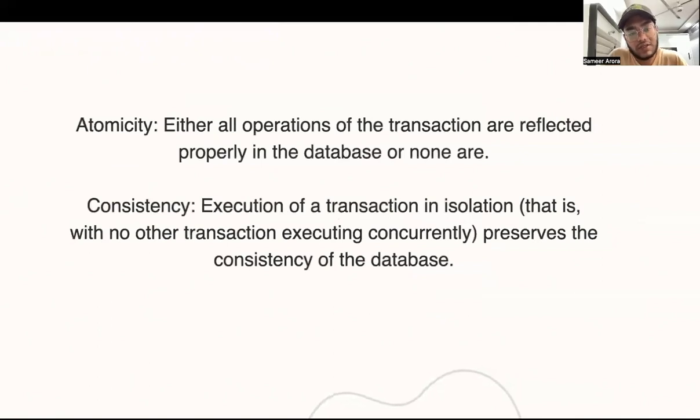What is atomicity? Atomicity states that either all the operations of the transaction are reflected properly in the database or none are. Let's move to consistency now. Execution of a transaction in isolation, that is, with no other transaction executing concurrently, preserves the consistency of the database. It basically states that transactions should not occur concurrently, to maintain the consistency of the database.